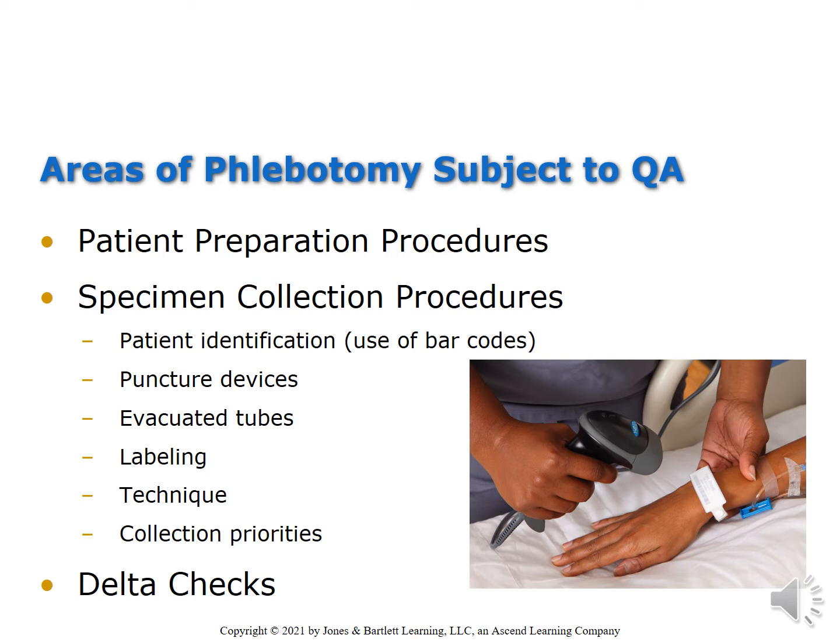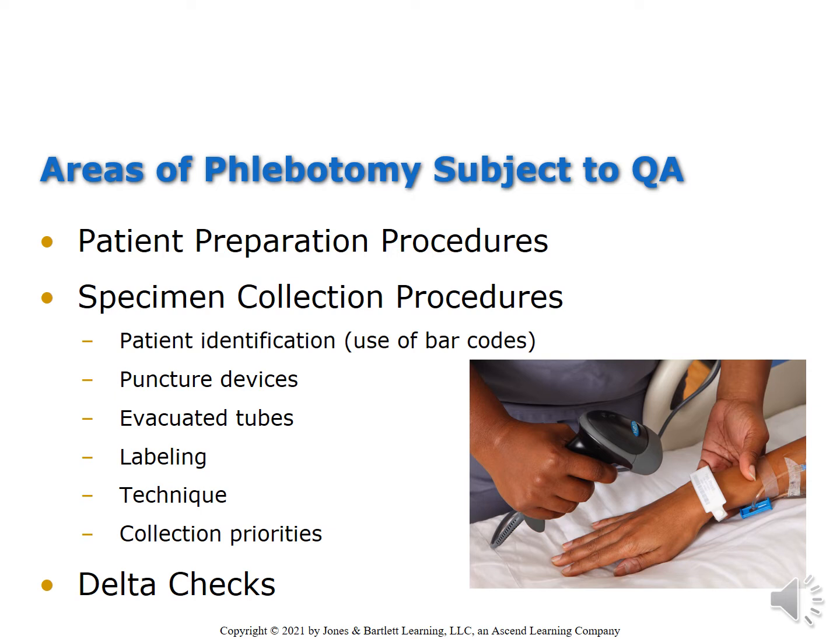Specimen collection procedures occur when the phlebotomist plays an important role in the QA process during the pre-examination phase of the testing process. Any step performed incorrectly in this phase can affect the quality of the specimen or of patient care. But the most important step is patient identification.